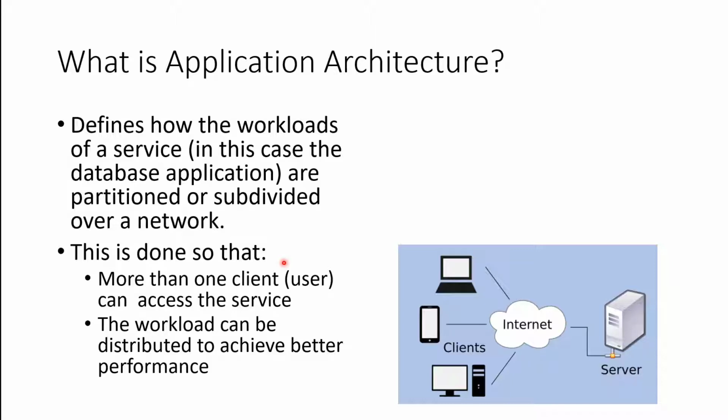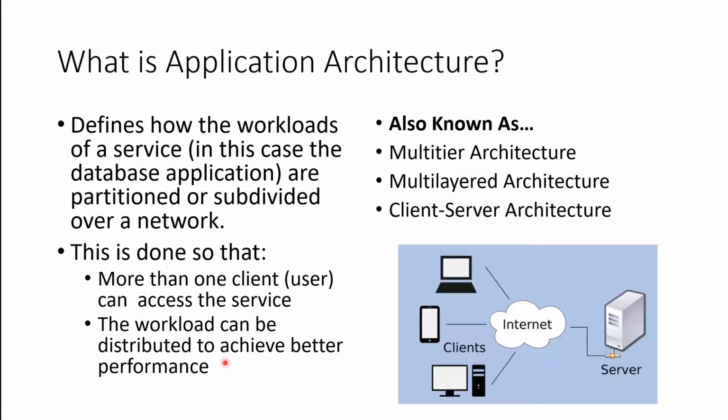To submit those orders. So we take that workload and we divide it up amongst several computers so that we can achieve better performance through the distribution of the work. These are known as multi-tier architectures, multi-layered architectures, client-server architectures. It's all kind of the same thing.